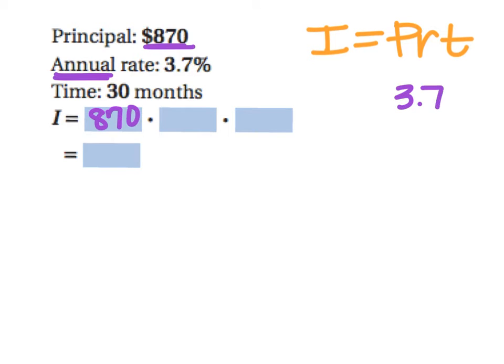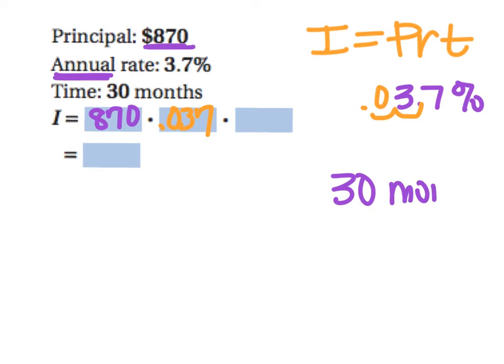So first thing, remember when you want to change it to a decimal, you need to move it back twice. So 1, 2, so it's 0.037. And then I am going to multiply it by the time. Remember, time in this case is supposed to be in years because it says annual. Well, this says 30 months. I want to know how many years that is. So a quick way to figure out the years if you're given months is to just divide it.